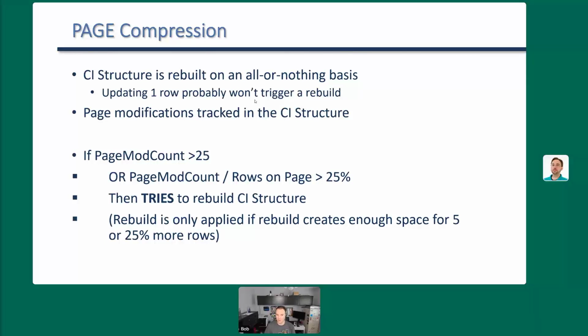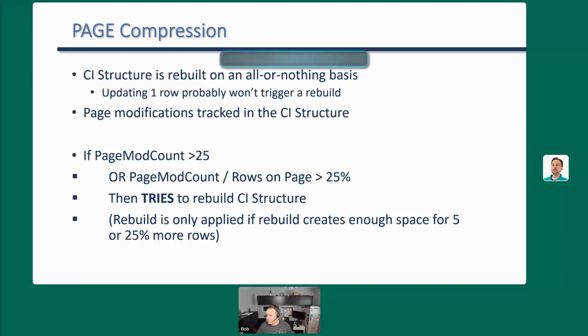So if there are more than 25 page modifications, or if the number of modifications is more than 25% of the number of rows on the page, then it will try to rebuild the structure. It does not guarantee it will actually succeed in rebuilding it. But if it does and it creates enough space for 5 or 25% more rows, then it will go ahead and go through with that rebuild operation.